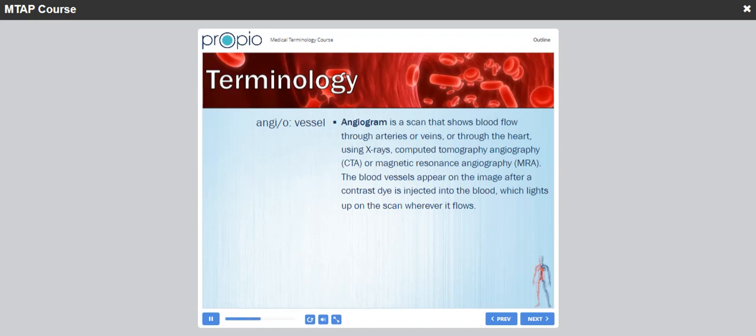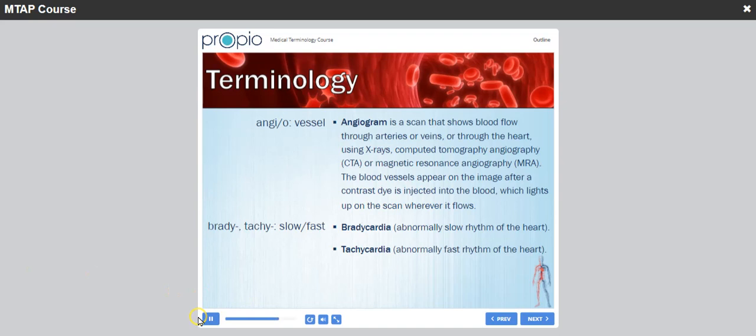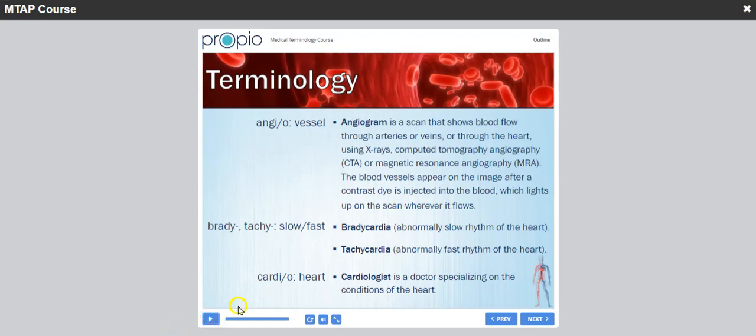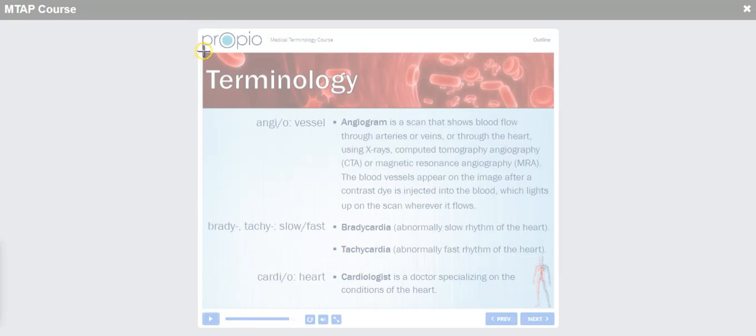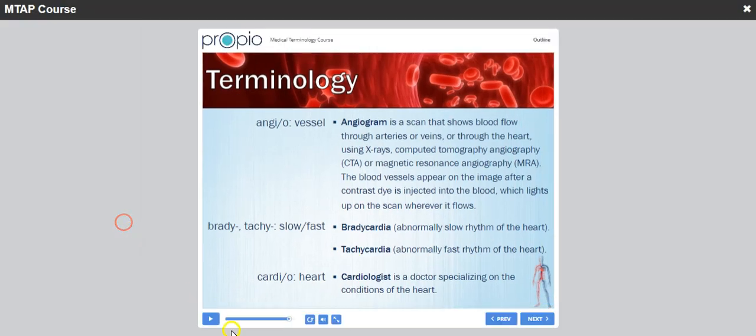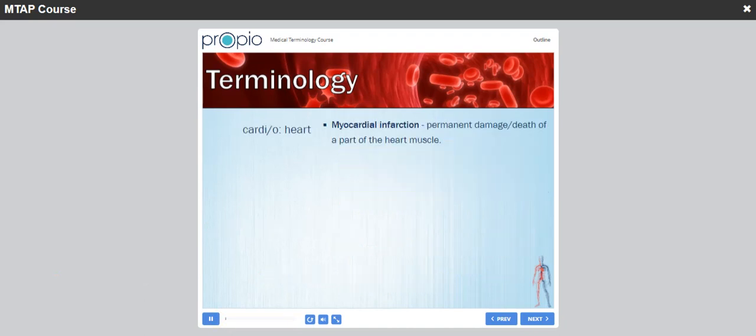Bradycardia, abnormally slow rhythm of the heart. Tachycardia, abnormally fast rhythm of the heart. Cardiologist is a doctor specializing on the conditions of the heart. Myocardial infarction, permanent damage or death of a part of the heart muscle. Hematologist, it's a doctor specializing on the blood disorders.